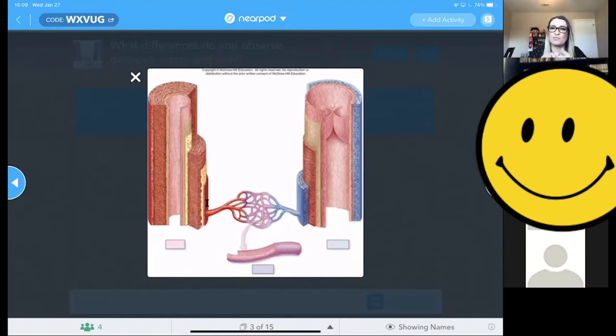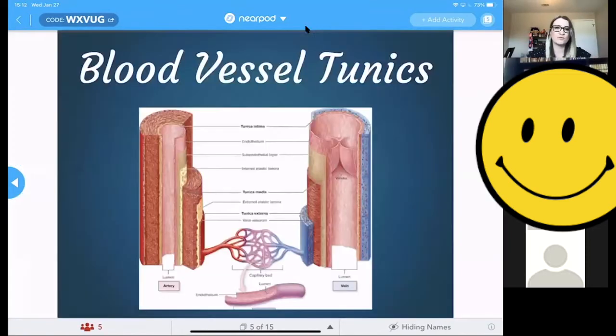And if you look at table 20.1, you can see some less obvious differences that are listed in that table as well. In your textbook, table 20.1 lists all these differences. Some are not super obvious from this image, but veins do not have the elastic lamina. When we look at the labeled blood vessels, here we're looking at labeled artery and vein, you can see that the tunica intima is composed of simple squamous epithelium there on the lumen side.